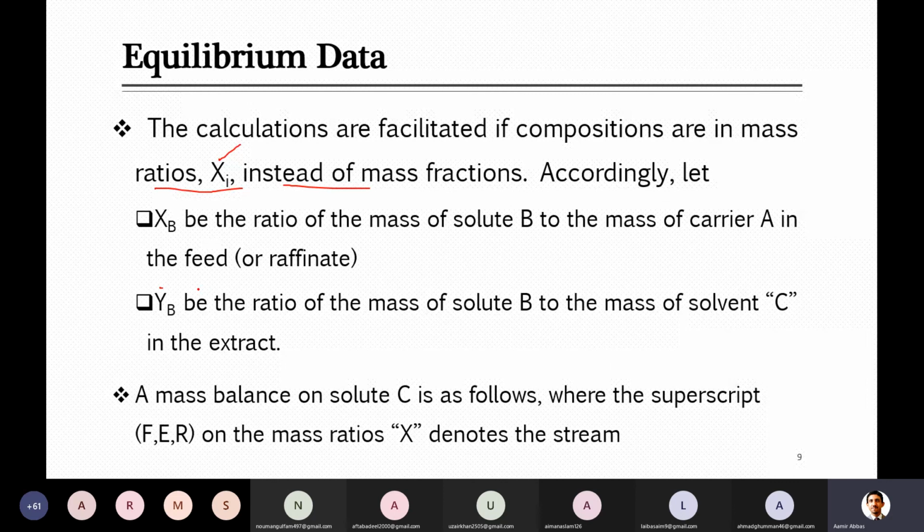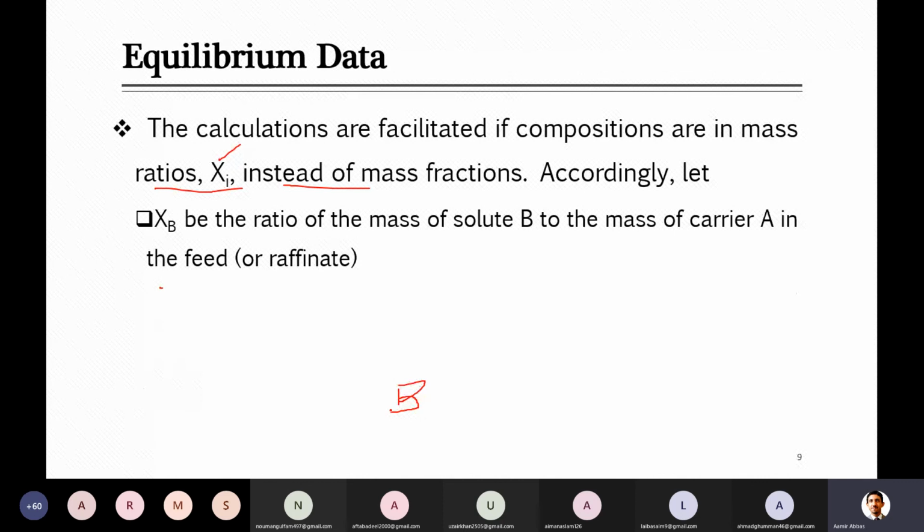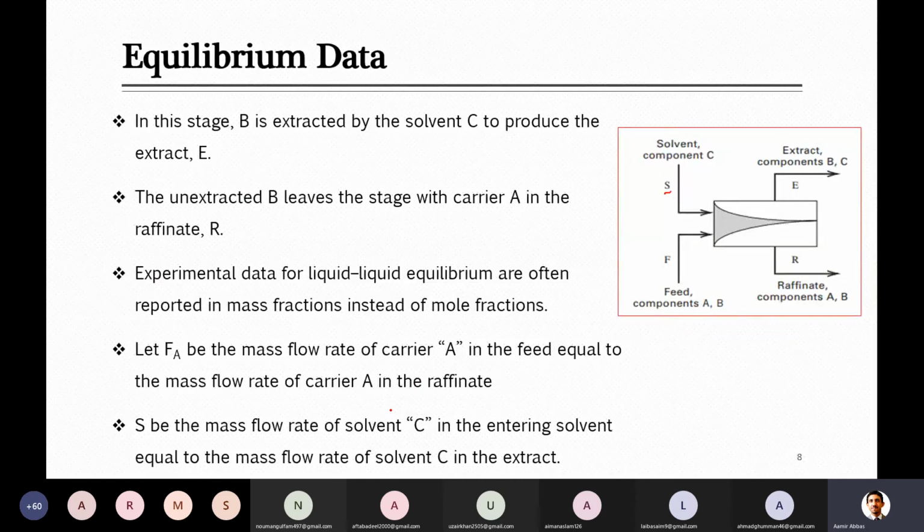So let's apply a mass balance on solute C. That will be as follows. Solute is not C, sorry, there is a typo here, it is B, the solute is B, so we are applying the balance on the solute. If you go back to the diagram and apply the balance on the solute, it will be like this, because we know this is a physical system, no reaction is taking place.